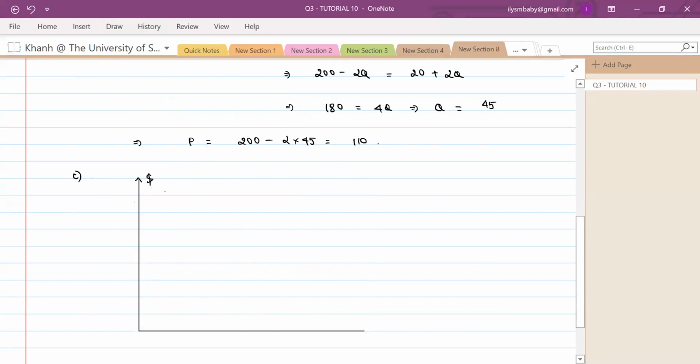I have dollars here, quantity Q over here, and zero over here. I want to draw the demand curve first, where P equals 200 minus 2Q. As you can see, this has a vertical intercept of 200 and a horizontal intercept of 100. It's pretty straightforward. I will just have a line like this: 100 over here for the horizontal, and 200 over here for the vertical.